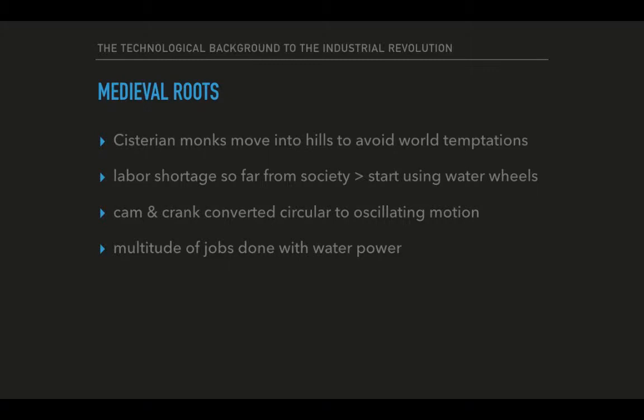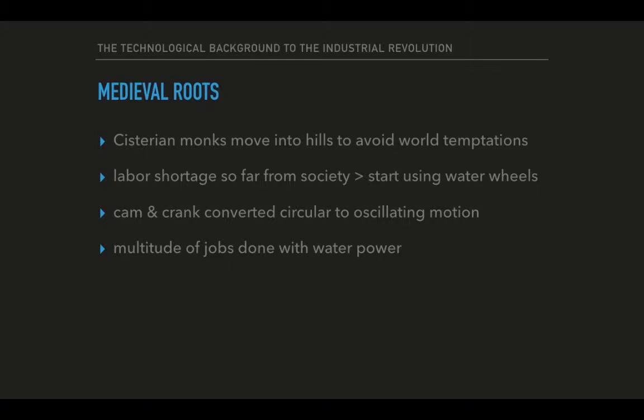Now, these two developments led to applying water power to a multitude of tasks. They could drive ripsaws, bellows, and water pumps. Now, they were connected to grinding stones for sharpening and polishing tools, weapons, and armor, and they could power trip hammers for fulling cloth, crushing sugarcane, and even pounding hemp and rags for rope and paper.